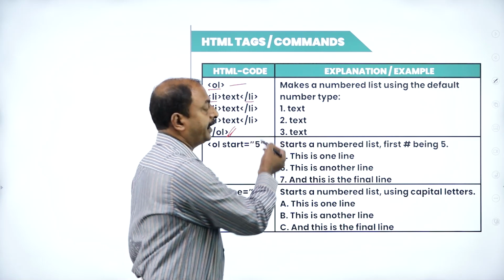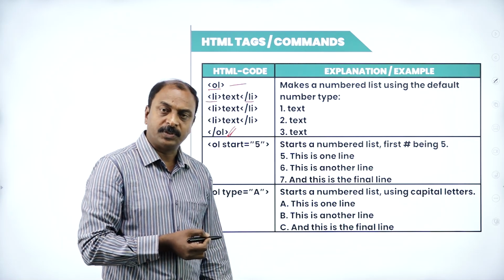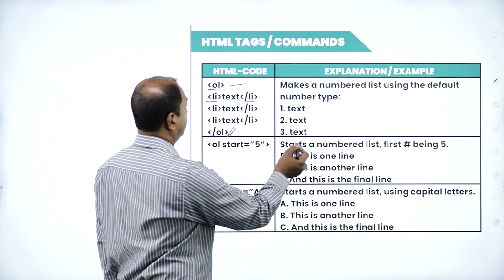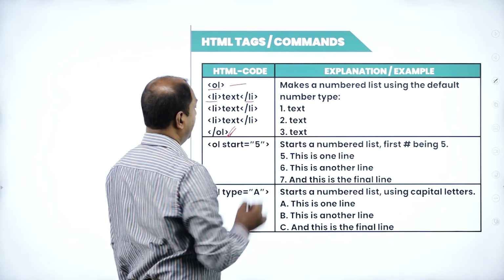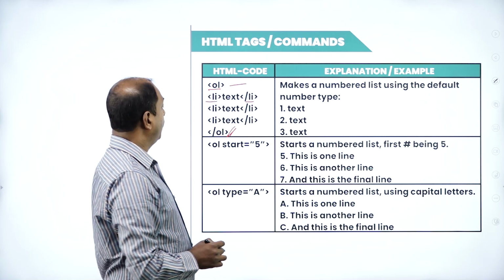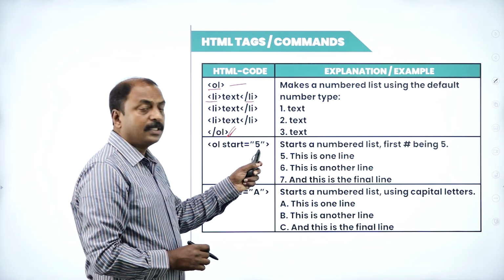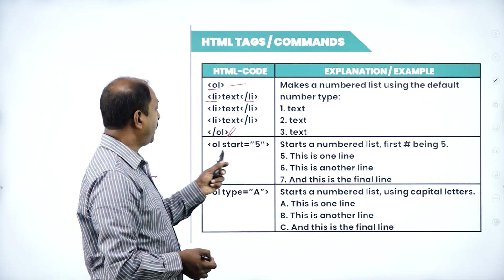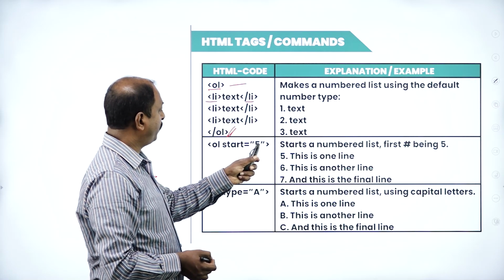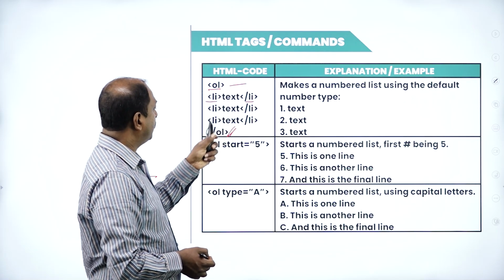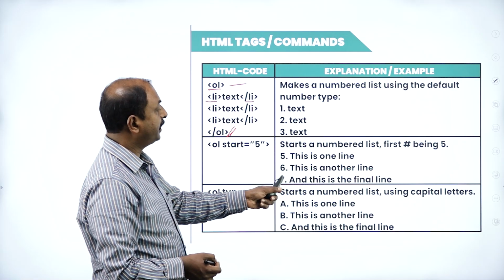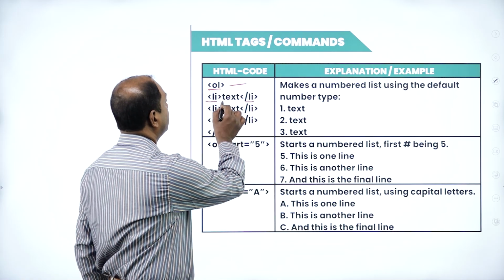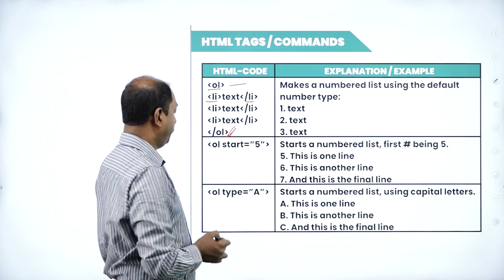When you execute this, or open it with any of the browsers, the output would be like this. If I use OL with list items, it shows 1, 2, 3. So this is a number list. Suppose I want to start with the number 5, then we have to say OL start equals 5, then list items, then close the OL tag. So the output will be 5, 6, 7 with the list items.